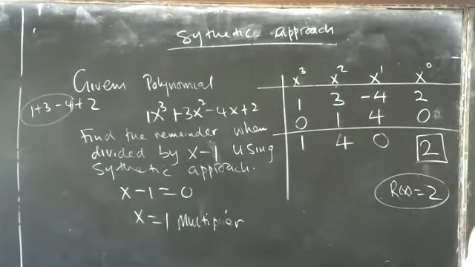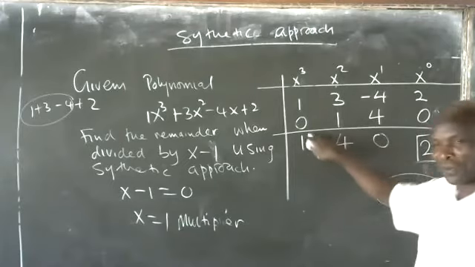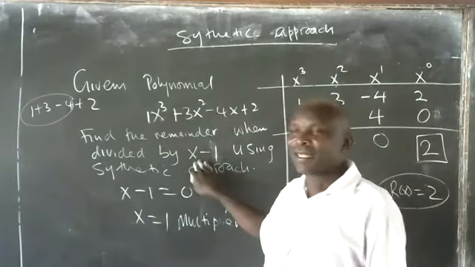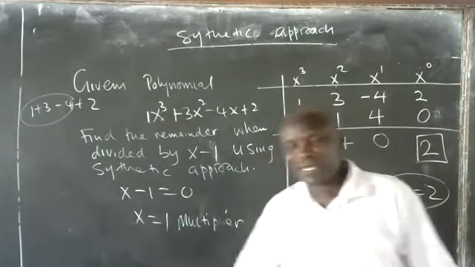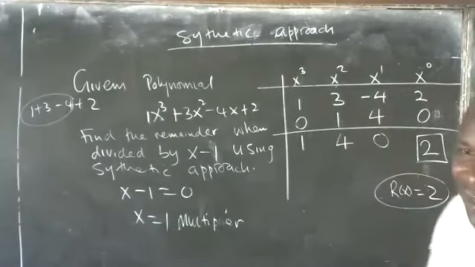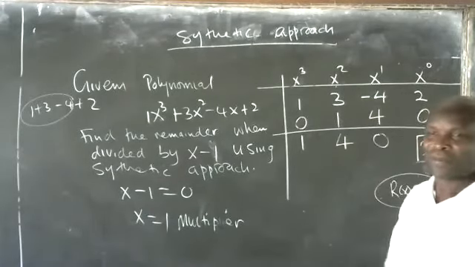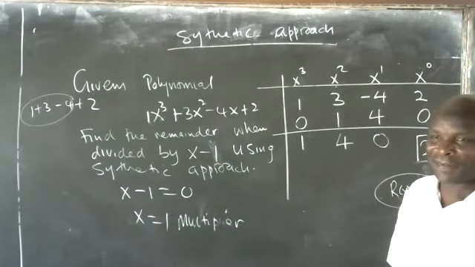Is that okay? And here I put a zero. I'm going to divide this polynomial by x, so I don't expect another x squared. Therefore, here I put a zero for that new position after dividing.